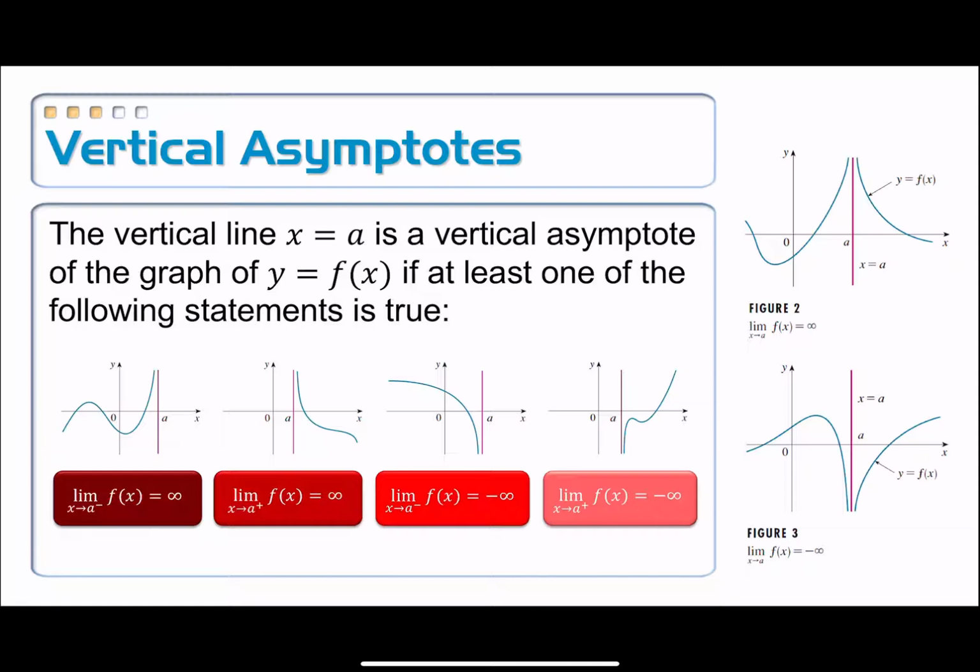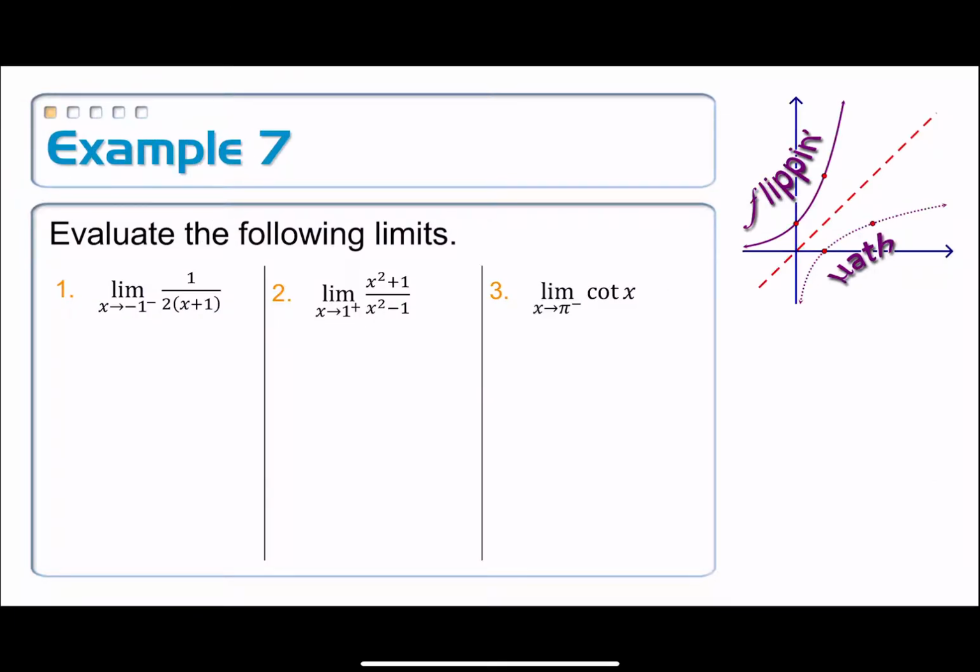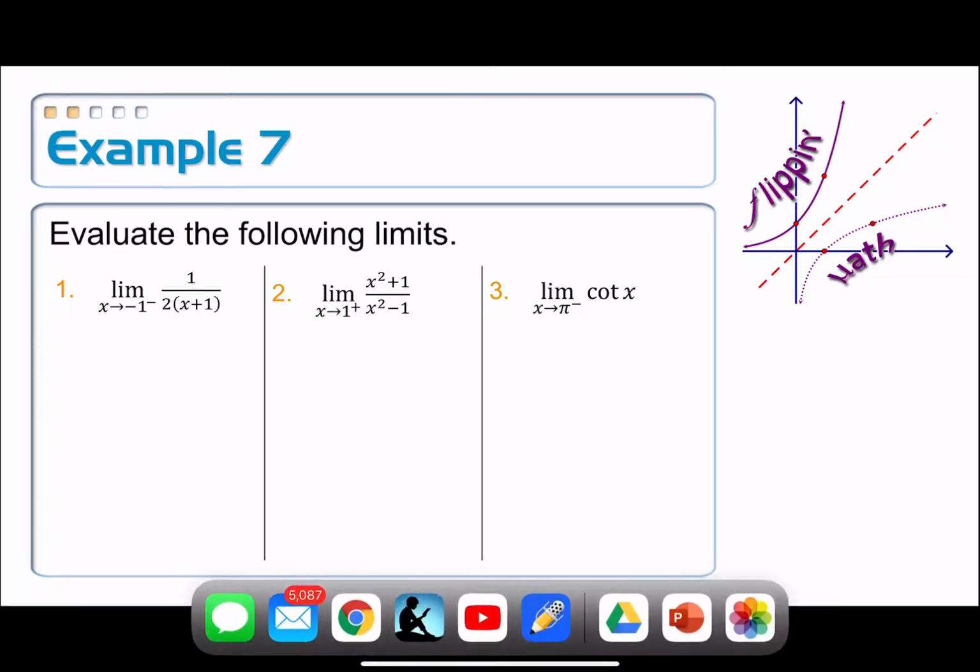Or we can decrease without bound on the left side, or we can decrease without bound on the right side. The limit as x approaches a from the right of f of x is equal to negative infinity. So speaking of vertical asymptotes, let's take a look at example 7. We want to evaluate each of the following limits, and you can see that they're all one-sided limits.